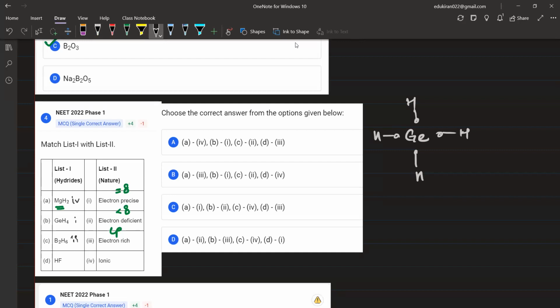Then we have hydrogen fluoride. In hydrogen fluoride, fluorine is going to have lone pair electrons. That is why it is going to be electron rich. So this will be the third option. Okay. So if you look at the options, I think A is correct, no? 4, right? A is correct. Please write this down.